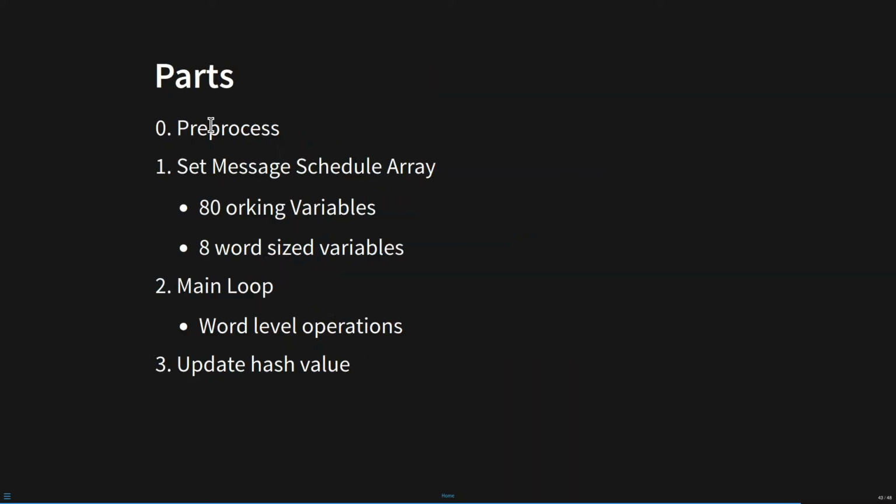So we're going to pre-process. We're going to set something called the message schedule array, which has 80 working variables and 8 word size variables. That's 80 working.